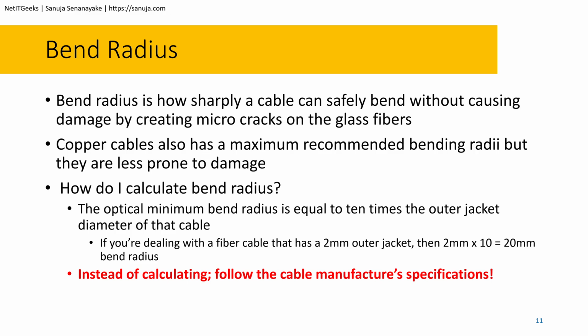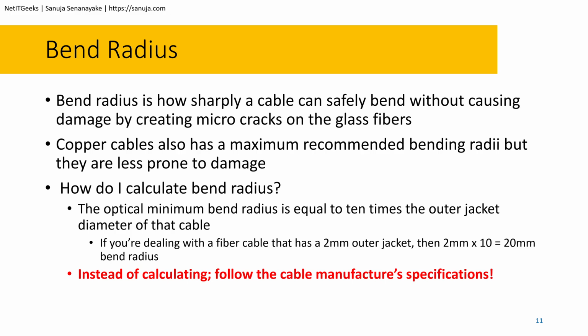However, in my opinion, instead of calculating the bend radius of a really expensive fiber optic communication cable that your company probably purchased, instead of calculating using this rule of thumb of 2 millimeter outer jacket multiplied by 10, for example, you should just follow the cable manufacturer specifications. Forget about how we actually do this. Forget about the optical minimum bending radius being equal to 10 times the outer jacket diameter of the cable and doing all the calculations. Just read the manufacturer specifications. There's a good reason why I'm telling you this.